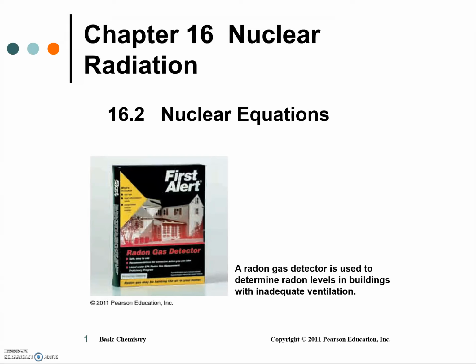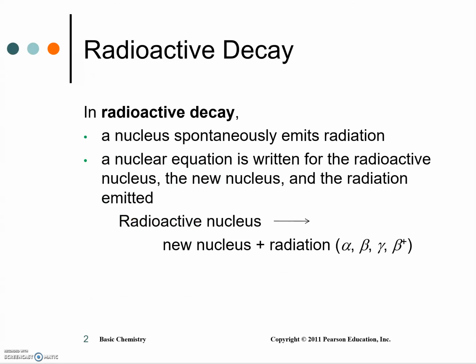Why am I telling you all about these different radioactive radiations? Well, we can use these nuclear equations to predict what's going to happen after a radioactive nucleus becomes more stable. What ends up happening is something called radioactive decay. A nucleus is going to spontaneously emit radiation in order to become more stable. And we can write a nuclear equation for this nucleus and determine the identity of the products that will come out, as well as the type of radiation.